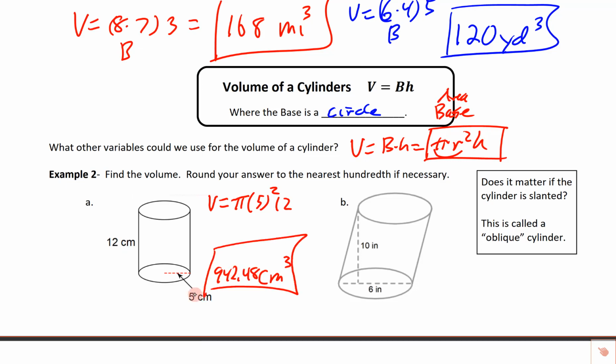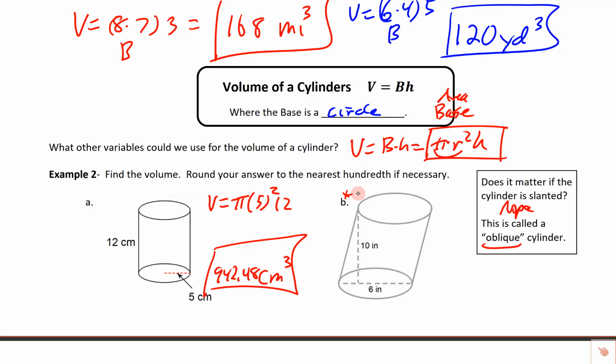Okay. Does it matter if it's slanted? Dude, this is easy. Does it matter if it's slanted? No. Nope. Okay, another word for slanted is oblique. So would you find the answer on that one? And you do have to be just slightly careful on that one. So find the answer to B.